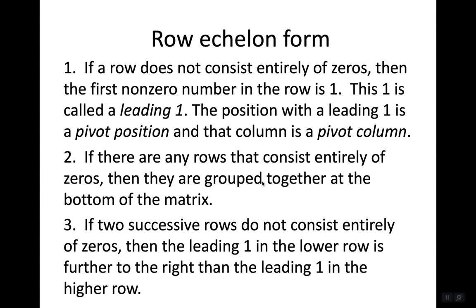Next, if there are any rows that consist entirely of zeros, then they are grouped together at the bottom of the matrix. Then, if two successive rows do not consist entirely of zeros, the leading one in the lower row is further to the right than the leading one in the higher row.